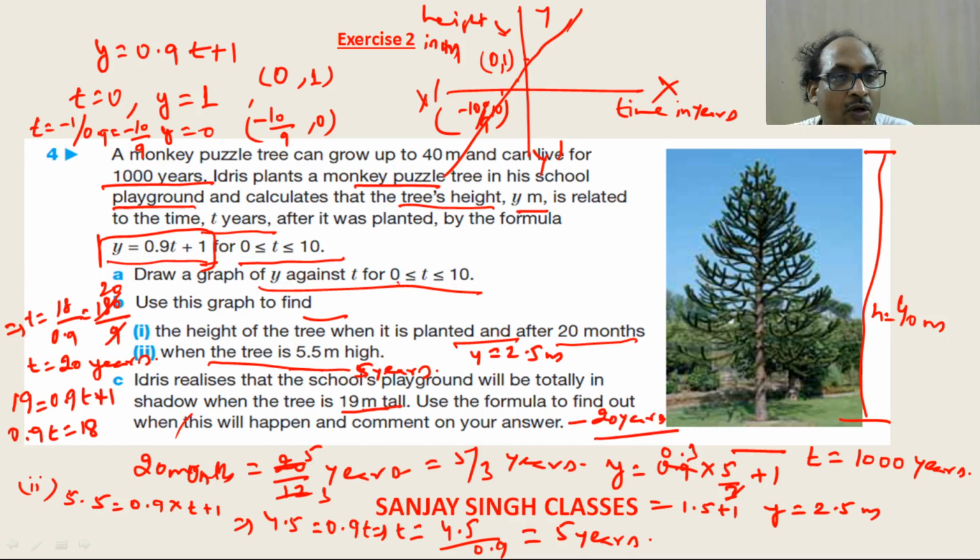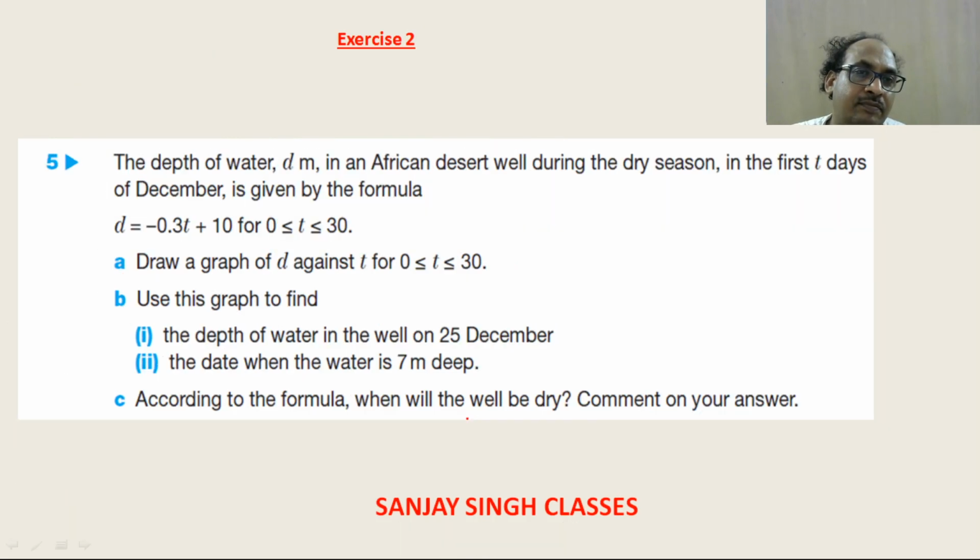Again, we have drawn the graph only for 0 to 10 years. So this particular 20 years, we will not be in a position to find out from the graph. That's why it is given to comment on your answer. It is outside the range of the graph. So from the formula we can find. Right.